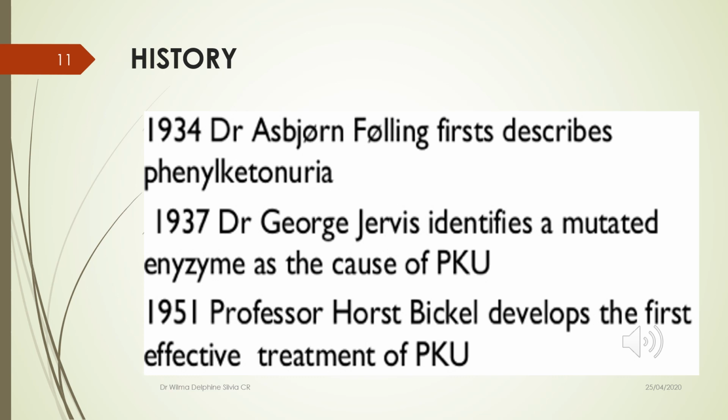Here is the saga or the long history of phenylketonuria. In 1934, Dr. Folling noticed hyperphenylalaninemia associated with mental retardation. He called it phenylketonuria. In 1937, Dr. George Jervis identified a mutated enzyme as the cause for phenylketonuria. In 1951, Professor Bickel developed the first effective treatment of phenylketonuria.